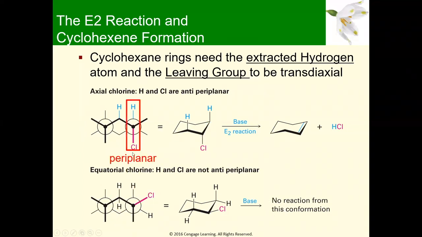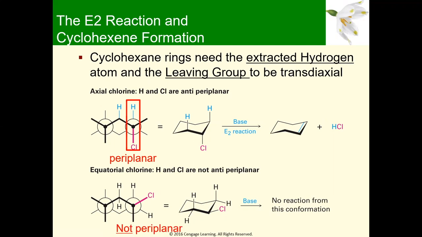As I showed you, this is the periplanar arrangement that must be there in order to get the alkene to be formed by the E2 reaction mechanism. There may be other ways to form an alkene, but in order for the E2 mechanism to take place, it's got to be this way. And so this one's not periplanar, so it's just not going to react.